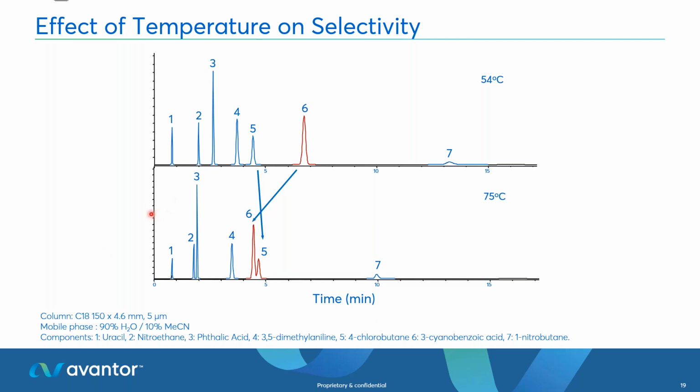I've definitely seen some problems where ovens are not delivering what they say they're delivering. But you can see even peaks swapping around in elution order, big changes in selectivity just from playing with the temperature.